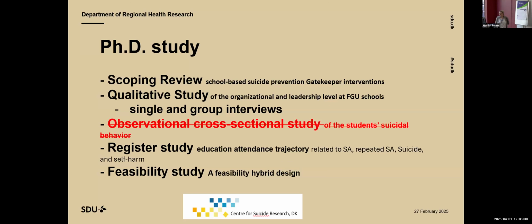So this is going to be a register study instead on the education attendance trajectories related to suicide attempt, repeated suicide attempt, and suicide and self-harm. And finally, I'm doing a feasibility study with a hybrid design. A hybrid design means that I'm looking at both the effectiveness of the intervention as well as the implementation strategy outcomes. So I'm looking at several outcomes at once.